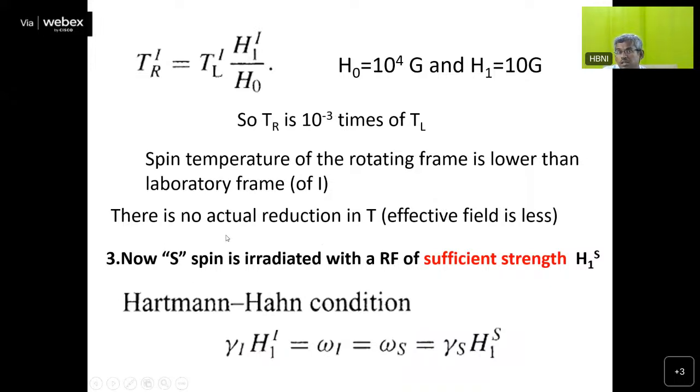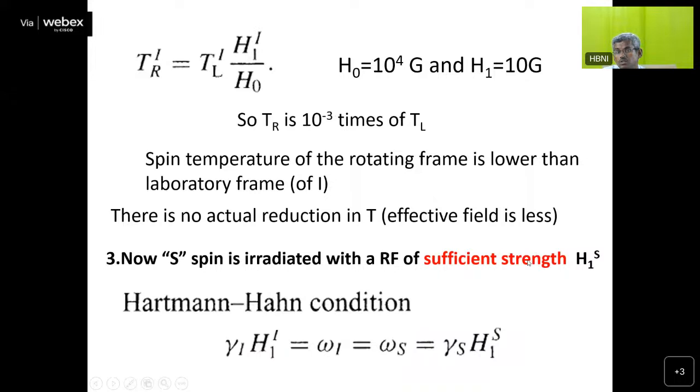So now you understood this concept: in the rotating frame, the spin temperature is lower than in the laboratory frame. I have told you two or three things. First is the magnetization: I bring it to the y axis, and then I lock the magnetization on the y axis. Then I talked about the spin temperature, and I mentioned that the spin temperature of the rotating frame is much lower. Now the third step involved is that the less sensitive spin, like carbon-13, is irradiated with a radio frequency of H1.